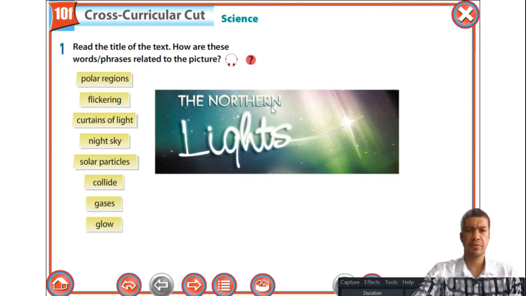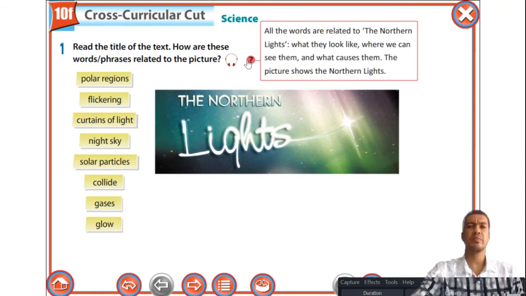Here we have a beautiful picture, and it looks like the universe, and our title for this beautiful picture is the Northern Lights. We're looking at polar regions, flickering curtains of light, night sky, solar particles collide, gases and glow. So these are the words that we need to associate with what we see at the moment over here. So read the title, how are these words related?